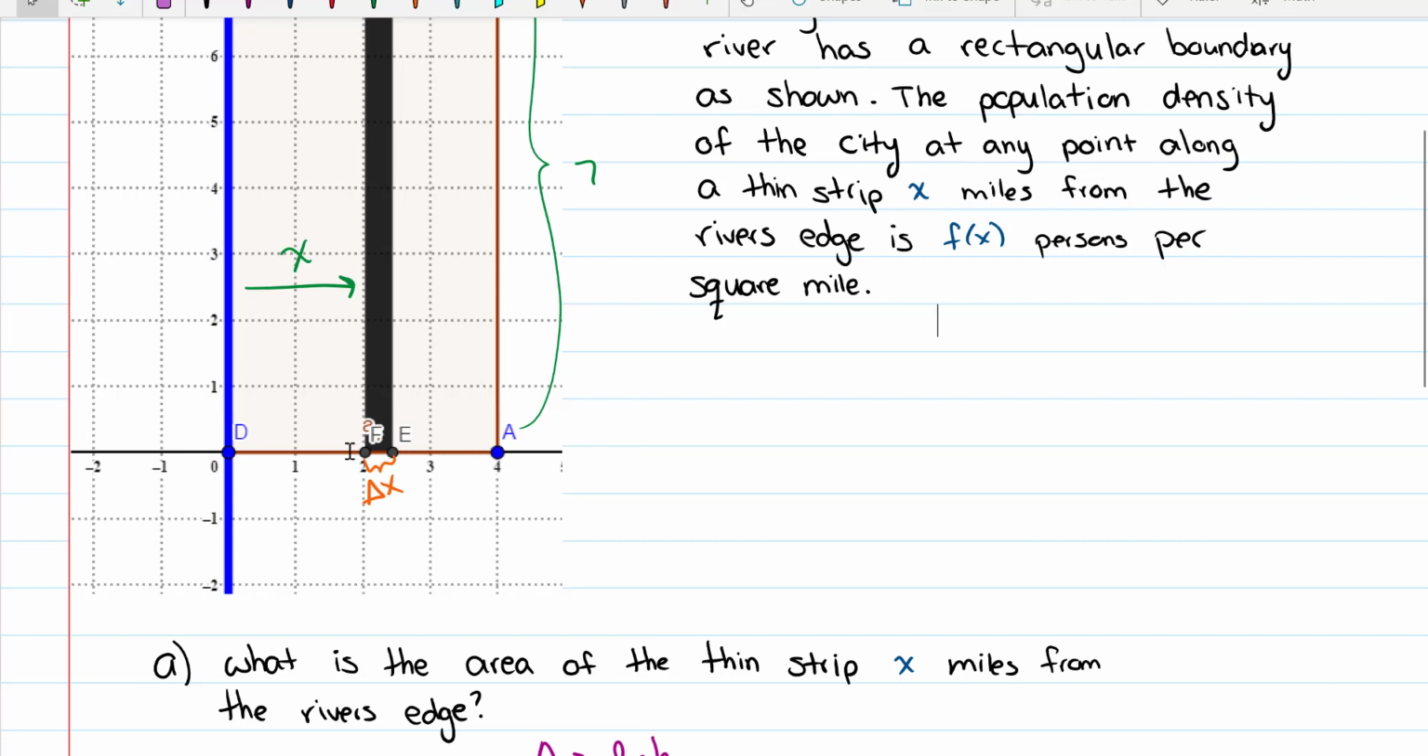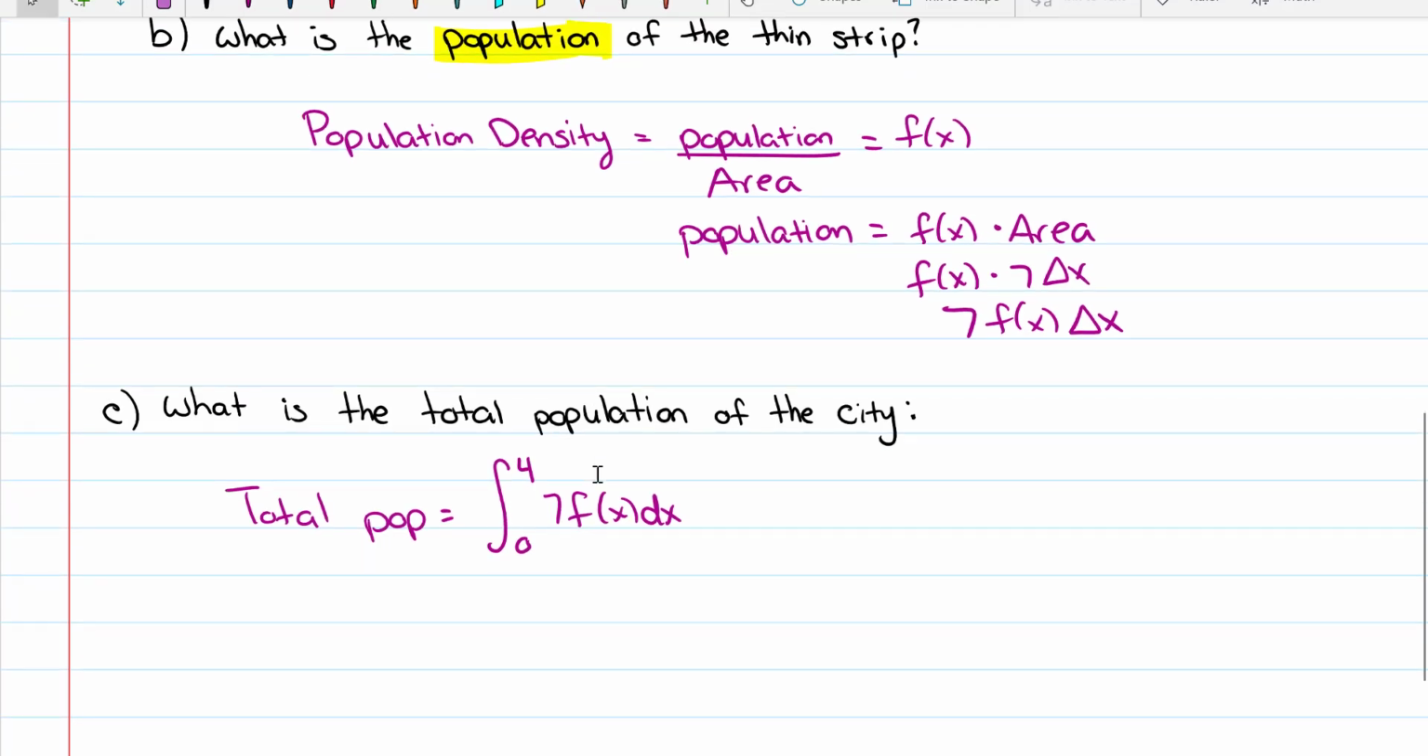So delta x is represented by the x-axis, so we start at 0 and we go to 4. And then the delta x becomes our dx. So this is 7 times the integral from 0 to 4 of f of x dx. And then if you knew what f of x was, you could actually just plug it into the integral and solve.